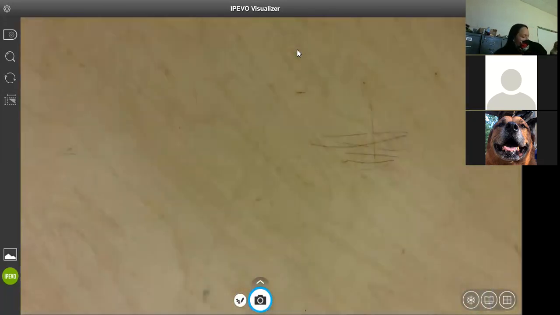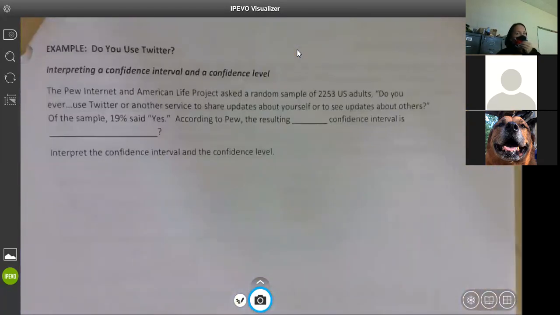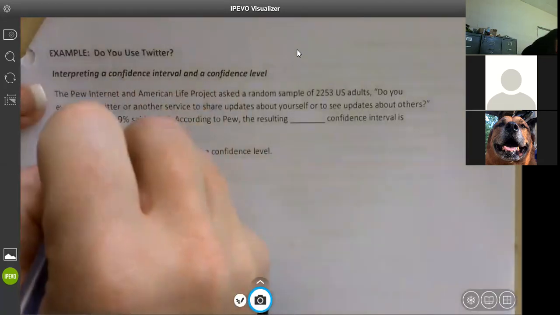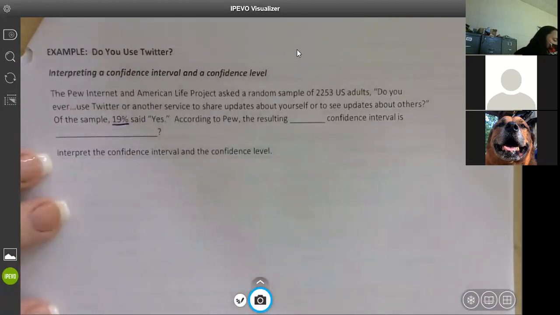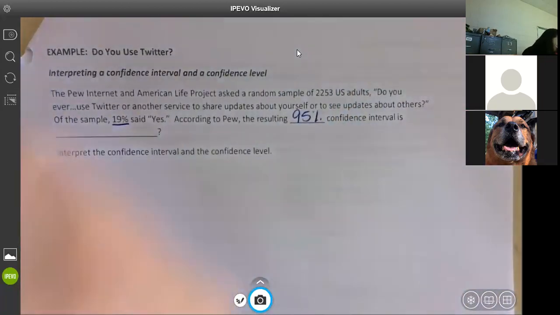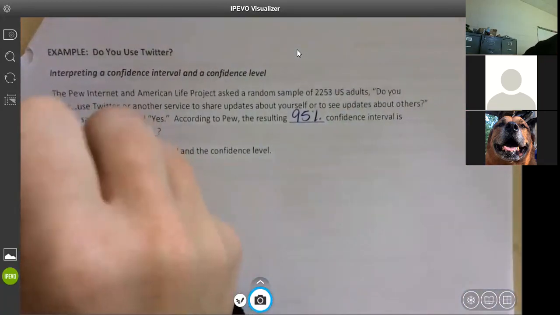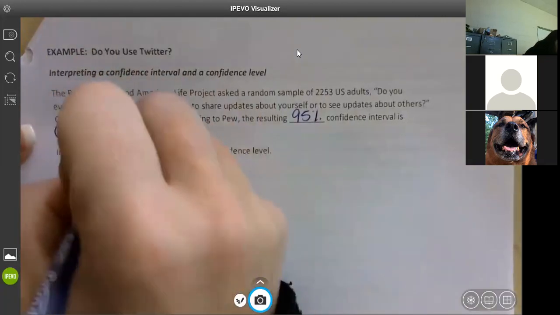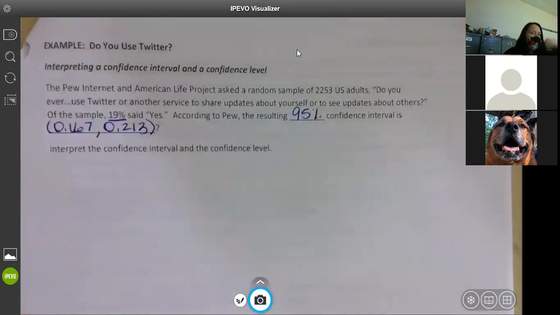All right. So our example: do you use Twitter? Interpreting a confidence interval and a confidence level. The Pew Internet and American Life Project asked a random sample of 2,253 U.S. adults, do you ever use Twitter or another service to share updates about yourself or to see updates about others? Of the sample, 19% said yes. According to Pew, the resulting 95% confidence interval is 0.167 to 0.213. Interpret the confidence interval and the confidence level.